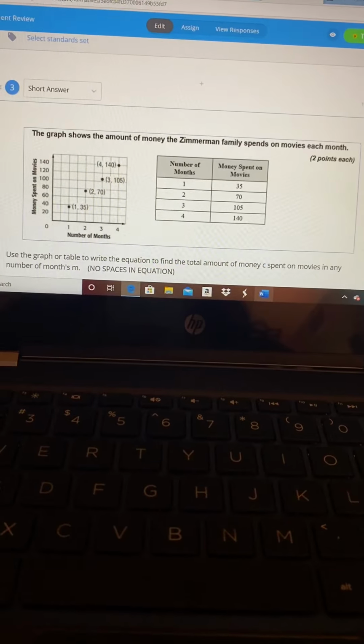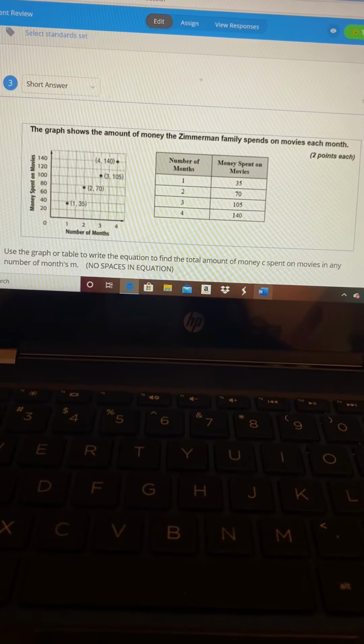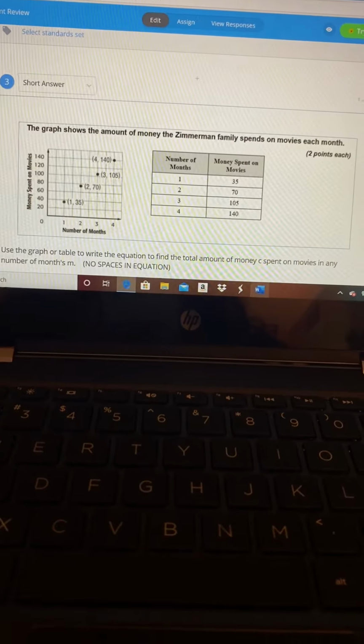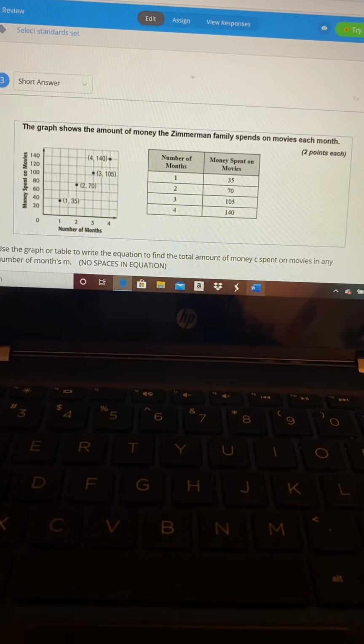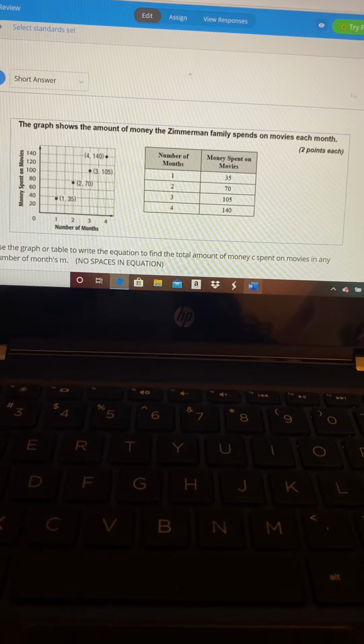GoFormative so that you'll have access to see it as well. So we're going to use number 3, and it says the graph shows the amount of money the Zimmerman family spends on movies each month.